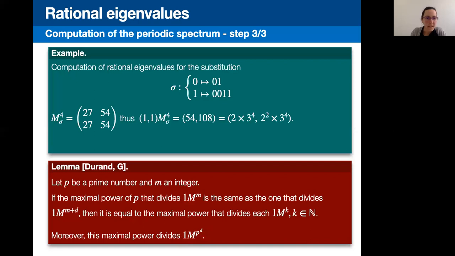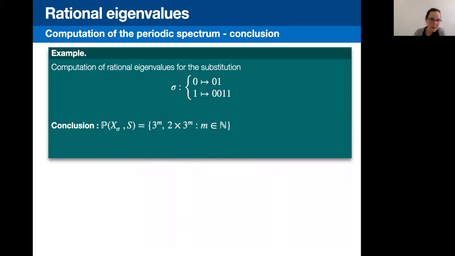It's quite simple here. So we compute M sigma to the 4. We left multiply by the unity vector, and we obtain this decomposition. So we see that the maximal power of 2 that divides this coordinate and this one is only 2. So we have that the maximal exponent of 2 is 1 in the periodic spectrum. We will only have 2 to the 1. We can then conclude that the periodic spectrum is composed of all the 3 to the m and 2 times 3 to the m. We have all the powers of 3, and for 2, we only have 2 to the 1.